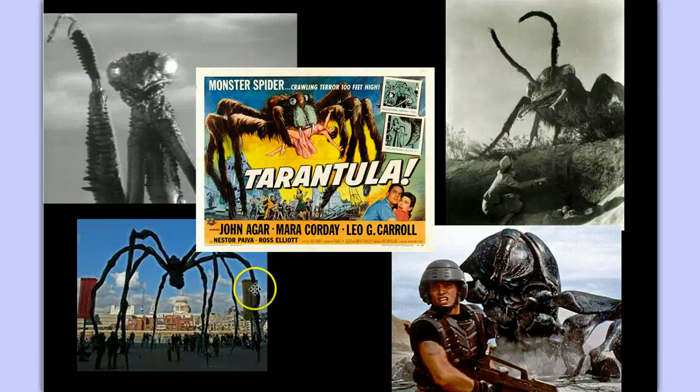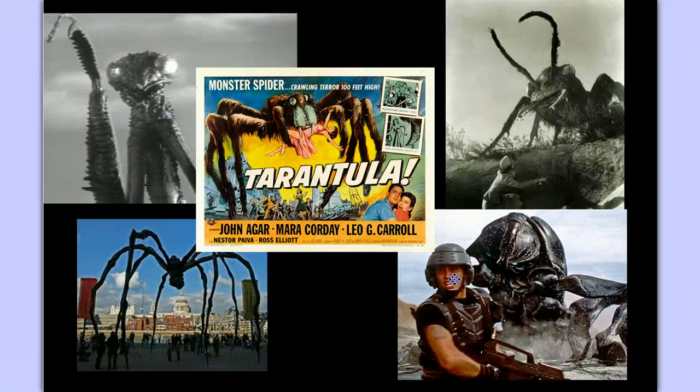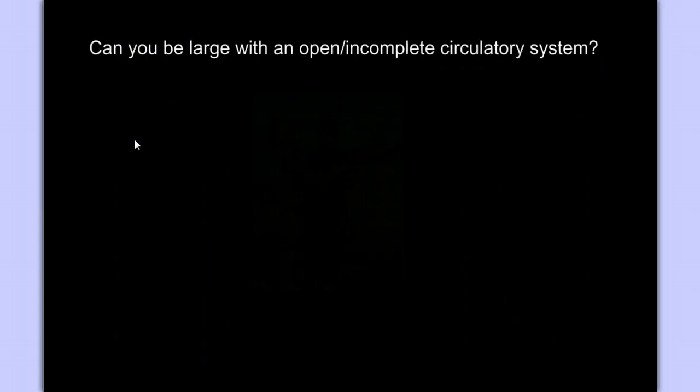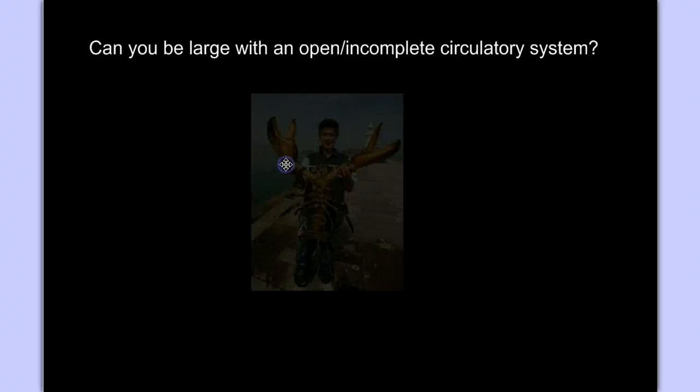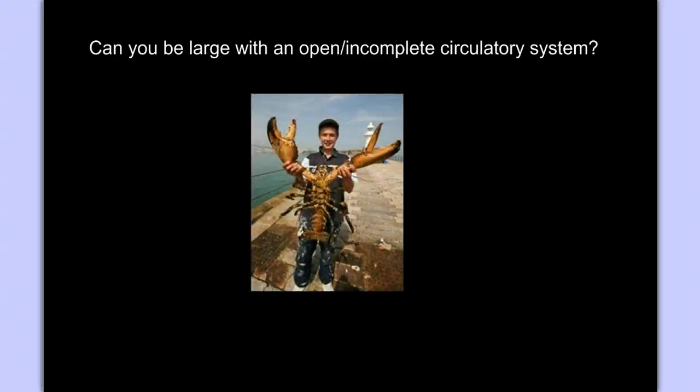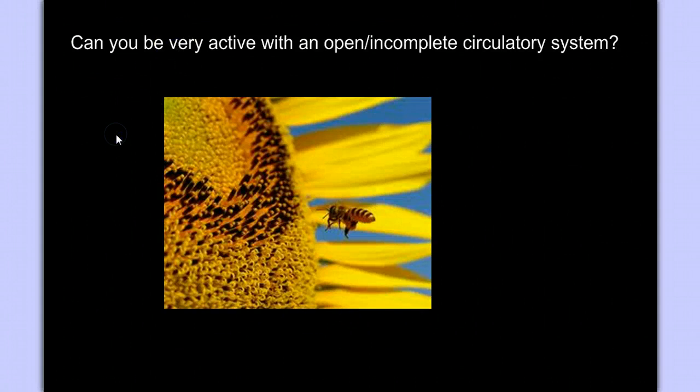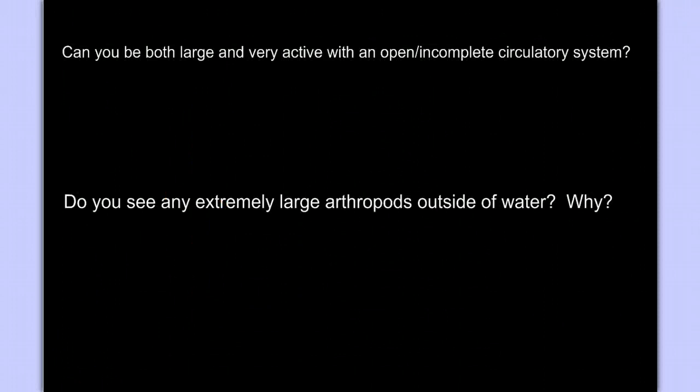Before we end, I want to come back to this question that I asked before and maybe give you a few more hints as to whether or not I should be afraid that this could ever happen to me. So the first question is, can you be large with an incomplete circulatory system? I don't know. How about, could you be very active with an open or incomplete circulatory system? Well, what about could you be both large and very active with an open or incomplete circulatory system? And do you see any extremely large arthropods outside of water? Why or why not? That should give you all the clues you need to answer that question.